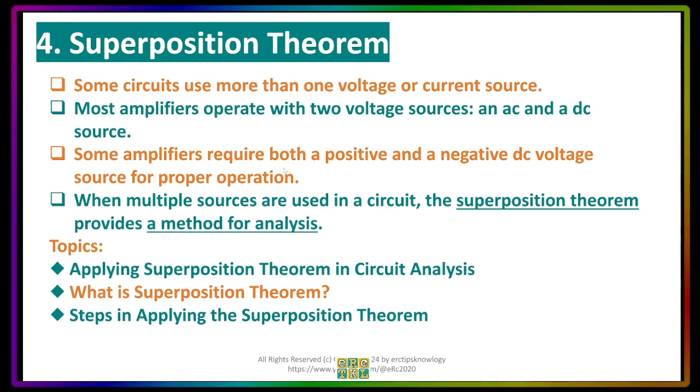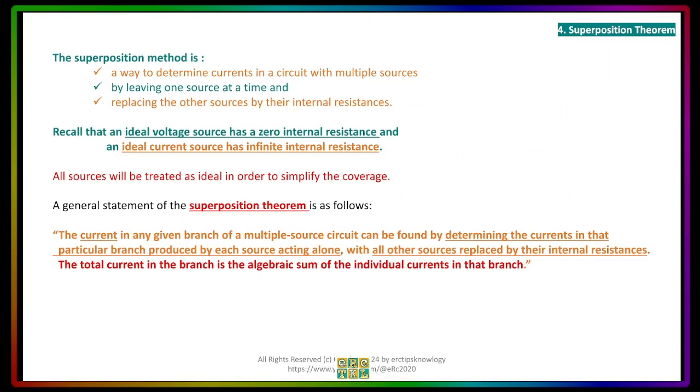Some amplifiers need both positive and negative DC voltage sources to operate properly. You will learn more about that later when you take a course in introduction to electronics. This one is more on the introduction to electrical circuits. Anyway, when multiple sources, meaning two sources or more, are used in a circuit, we can use the superposition theorem to analyze the circuit. So we will be talking about how we can apply the superposition theorem in our circuit analysis. Of course, we have to know what the superposition theorem is, and most importantly, what the steps are in applying it.